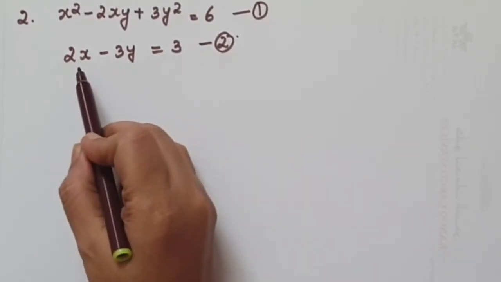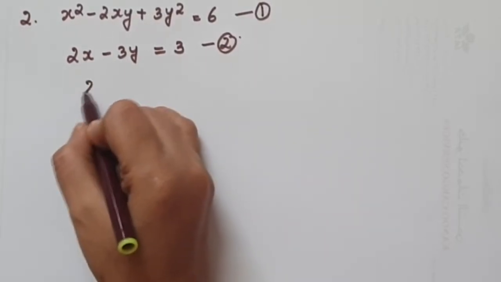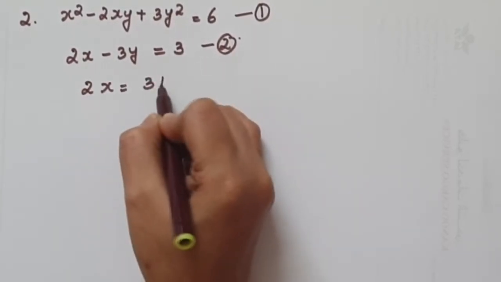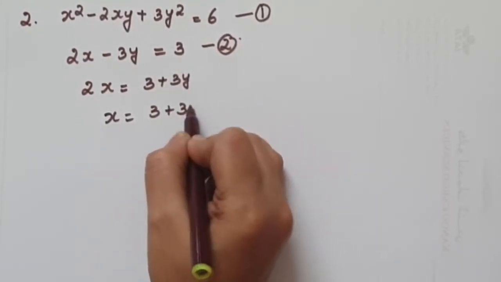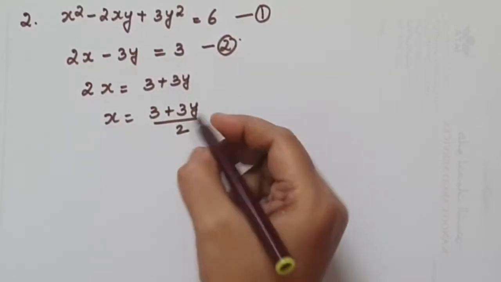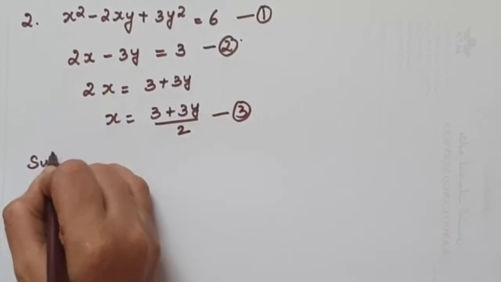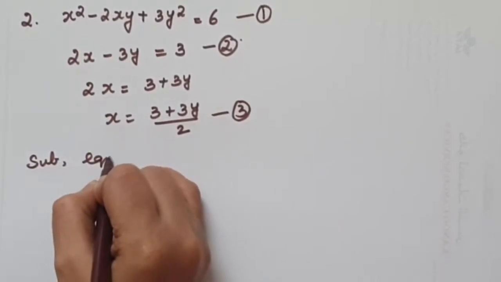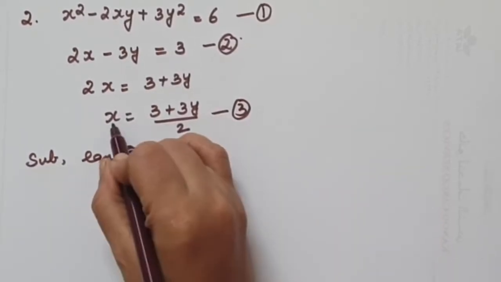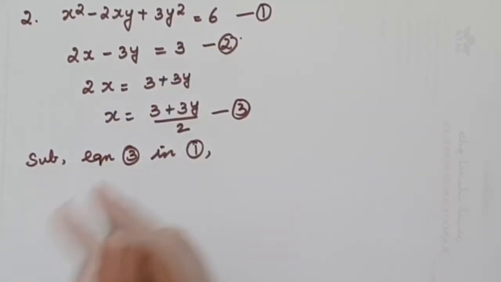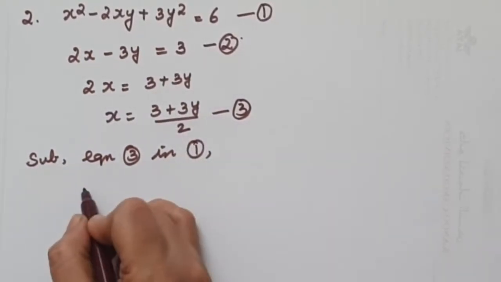Now, from our second equation, we'll try to find the value for x. So 2x will be equal to 3 plus 3y. So x will be equal to (3 plus 3y) over 2. This we'll name as the third equation. Now, substituting equation 3 in 1. That is, the value for x, we are going to substitute in equation 1. So wherever there is an x, we'll replace it by (3 plus 3y) over 2.